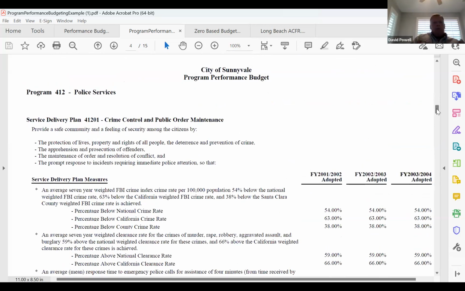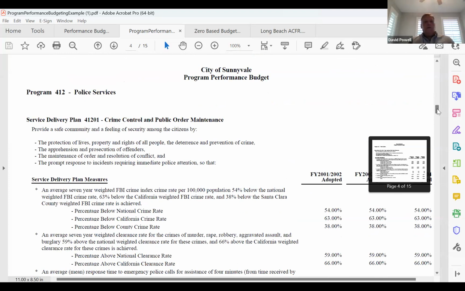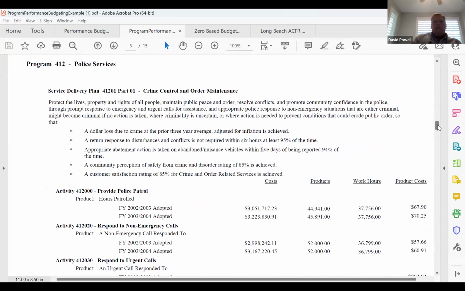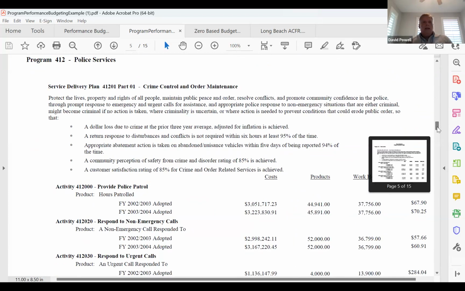Within this program, police services, we now know what we are trying to accomplish. We have our outcomes built in for this program. Now we're going to look at all the different things we are going to do. Let me skip down here. For crime control and order maintenance, here are the specific activities that we are going to be engaging in.